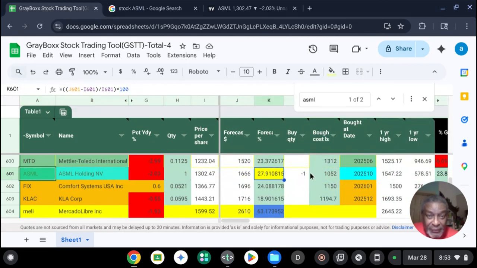And I'm going to end the video here, and the next one we're going to be working on is looking at a specific symbol and how to sort the columns.